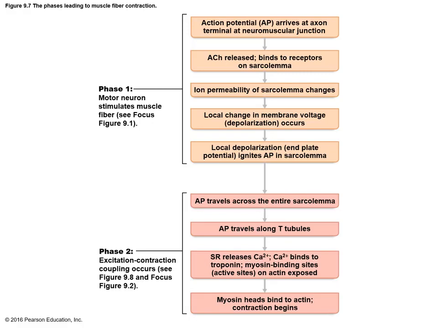That action potential is going to travel. Once it reaches a certain level, it's all or nothing. You reach a certain level, it's gone. You've got an action potential. It's going to travel across the entire cell surface, the entire sarcolemma.